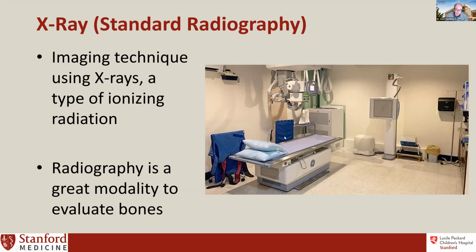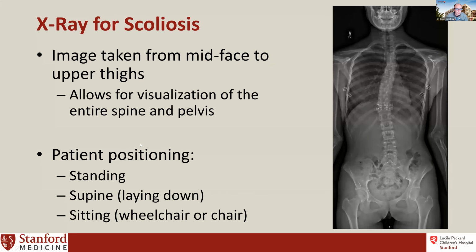And a general radiography suite will encompass a standing platform here, where if your child needs a standing type radiograph, they'll stand and take an image there. Or if they need to lay down, there's a table to do that. Now, for your scoliosis image, how the field of view should look, how long the image should be, it should be from the mid-face region to the upper thighs. And this is an example on the right. And this allows evaluation of the entire spine and the pelvis.